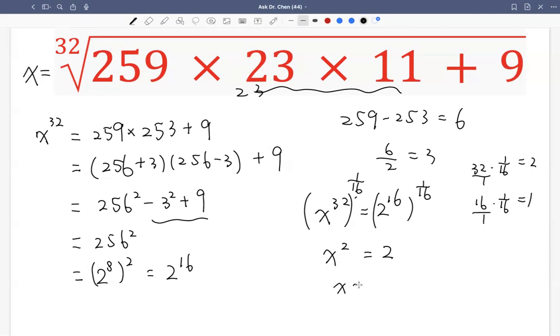Normally when we solve, we take the square root of both sides. Normally when we take the square root, we get positive and negative values. But in this case, we have a root of this number, so it cannot be negative square root 2. So that means the square root of 2. So this whole expression can be simplified to square root 2. Very nice, huh?